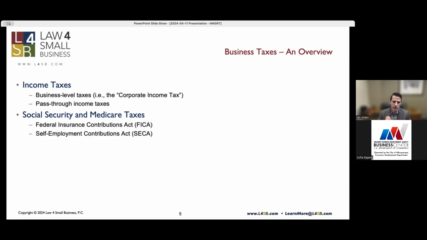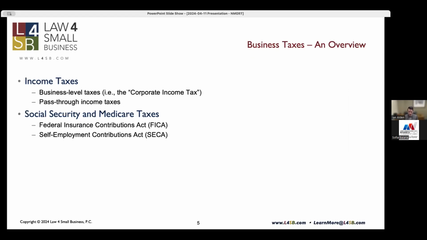If you've got your own business, and you're a business owner and it's not taxed as an S corp, there's a good chance you're paying what's called self-employment taxes under a slightly related act, the Self-Employment Contributions Act. That's basically you paying both the employer and employee halves of Social Security and Medicare.